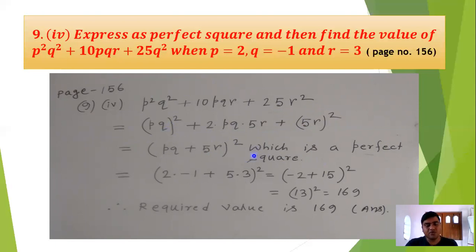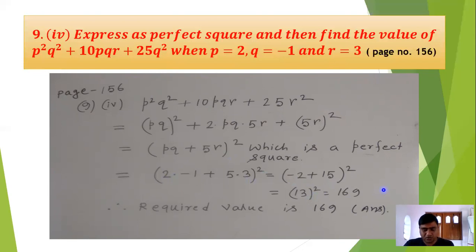Now we put in the values of p, q and r. The value of p is 2, the value of q is minus 1 and the value of r is 3. So (2 into minus 1 plus 5 into 3) whole square. 2 into minus 1 is minus 2 and 5 into 3 is 15. (Minus 2 plus 15) whole square. Minus 2 plus 15 is 13. 13 square equals 169. Therefore the required value is 169.